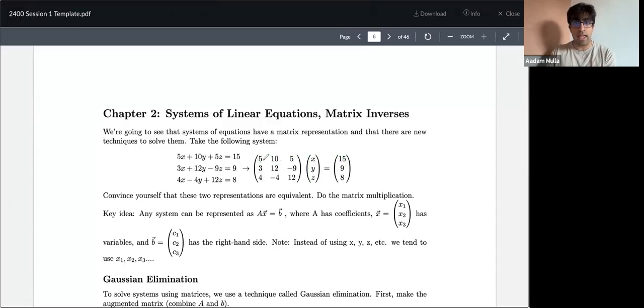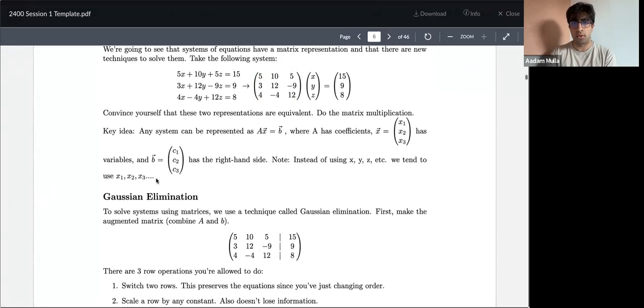Any system of equations can be represented in the form A times some vector x equals some vector b, where A is this matrix here, the vector x is the vector with your variables in it, and the vector b is the right side of the equation. Something you'll see more commonly is that instead of using x, y, and z, we sometimes have more than 3 variables. So we tend to use x1, x2, x3, so we can extend that to as many variables as we want without using many more letters.